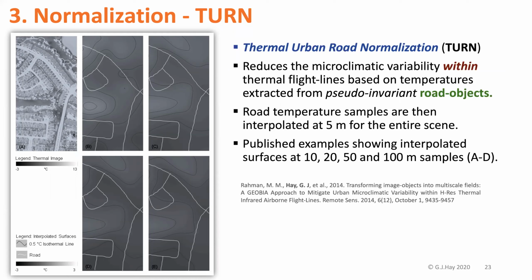So if we could find all of the roads in the city, and we could have an assessment of their mean temperature, or their average temperature, their most frequent temperature, then what we could say is, when we fly our aircraft over it, assuming that all the roads are made of the same materials, the difference we see in our image is not based on the road itself, but it's based on the atmosphere, the microclimatic variability, and the wind between the ground and the sensor.